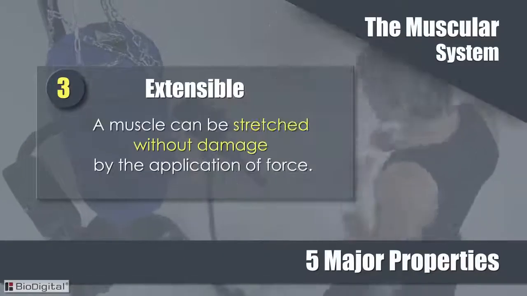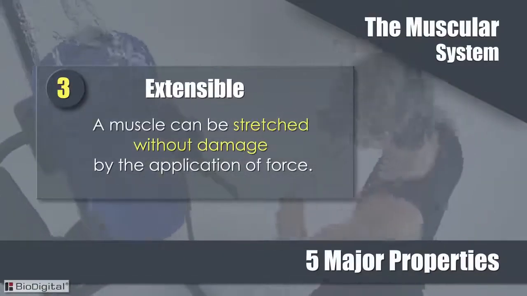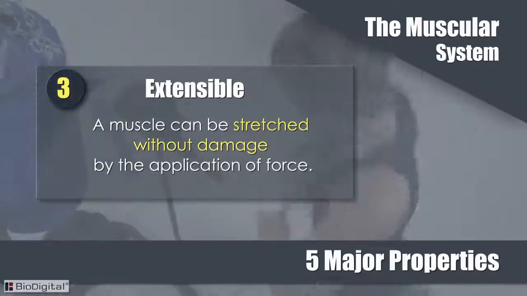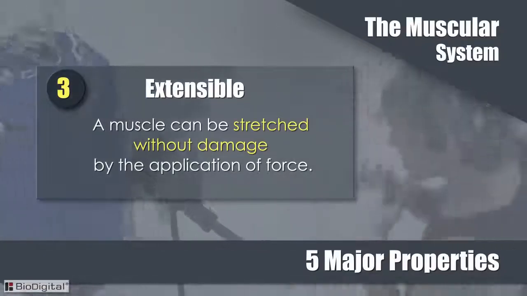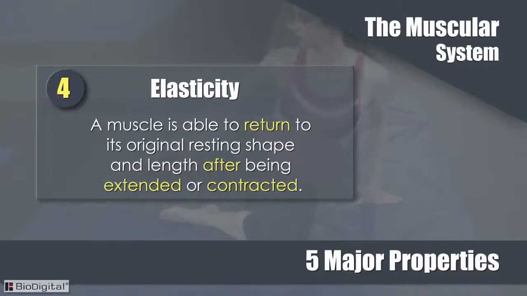Being extensible means a muscle can be stretched without damage by the application of force. With elasticity, a muscle is able to return to its original resting shape and length after being extended or contracted.